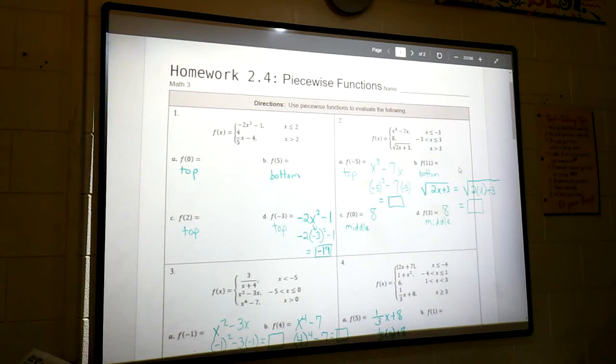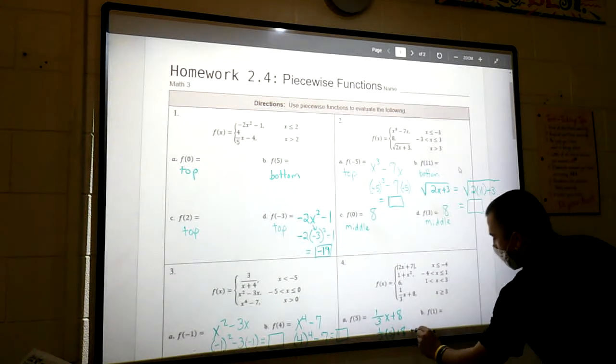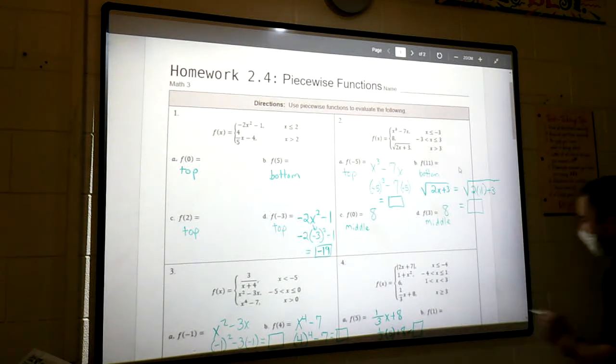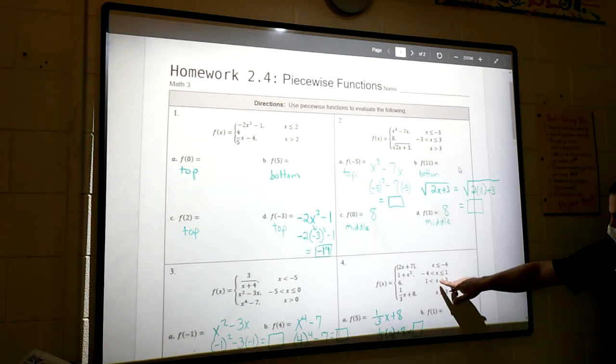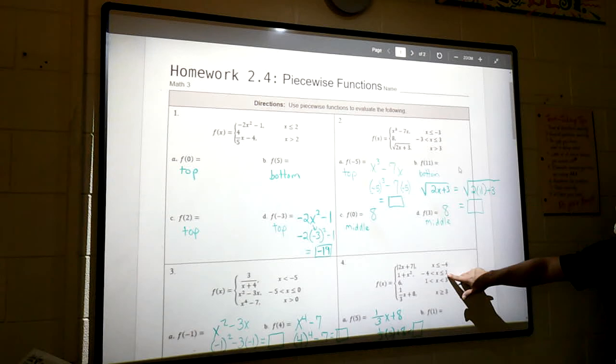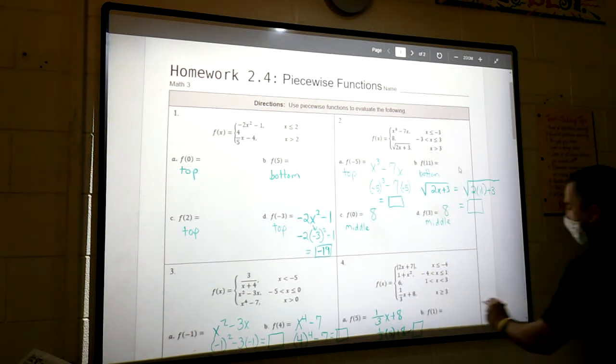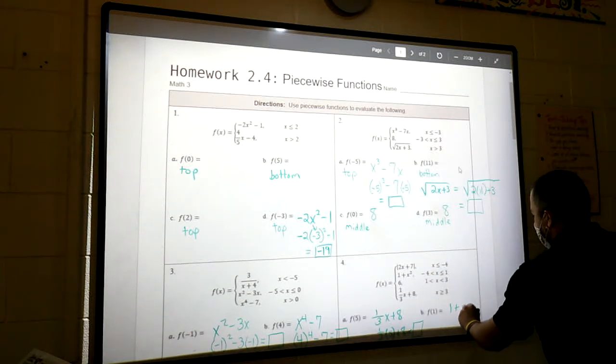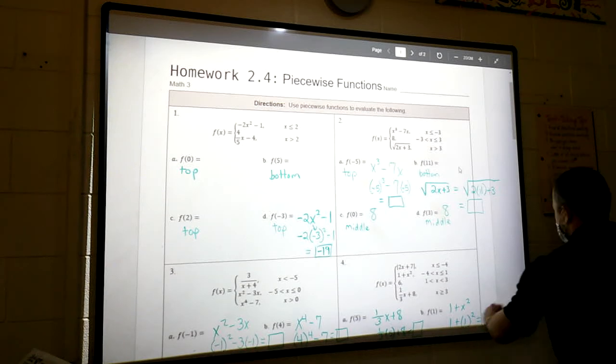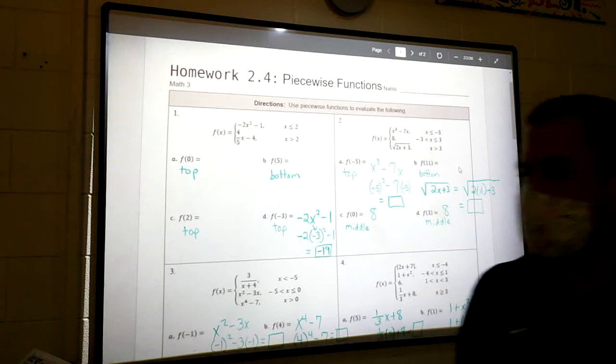And then lastly, and again, you can go back and do these after, I see f of 1. This is where x is greater than 1. This is when x is less than or equal to 1. So I'm going to equal to 1, so I'm going to use this equation. That is 1 plus x squared. And again, wherever I see x, I'm going to plug in 1. And I'll be able to get my answer.